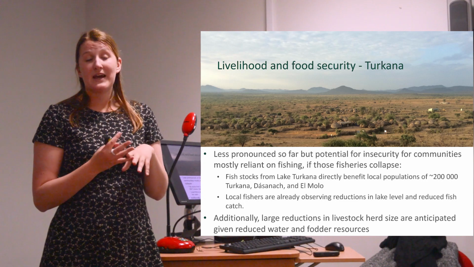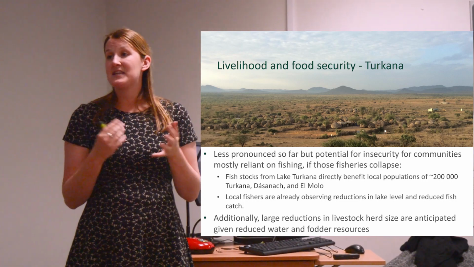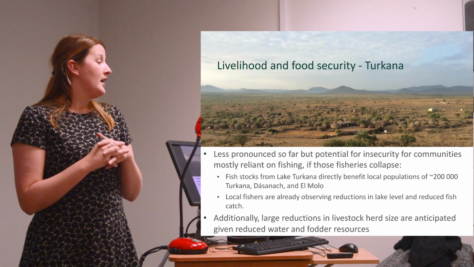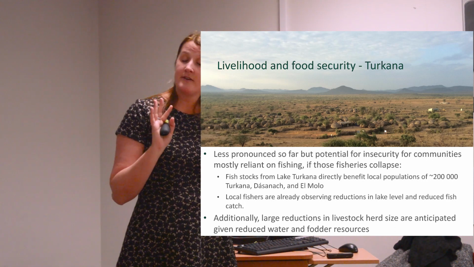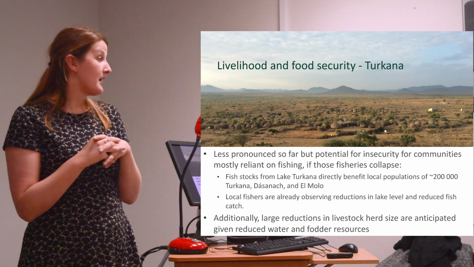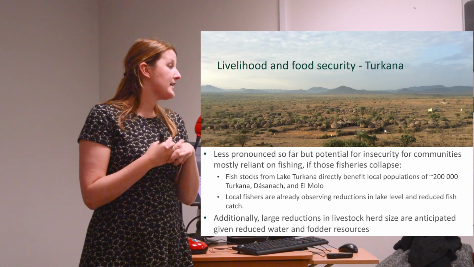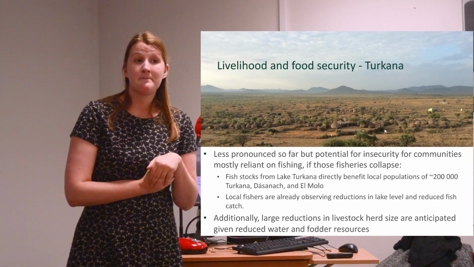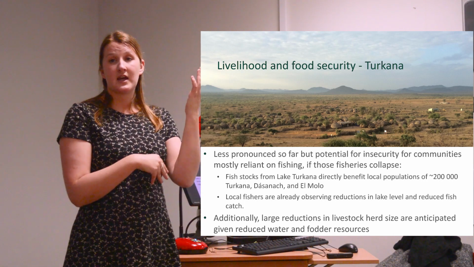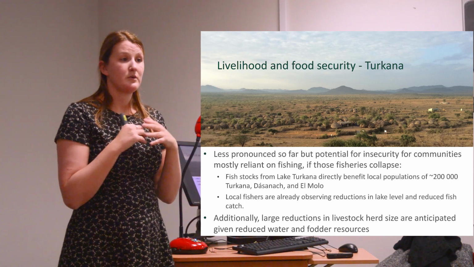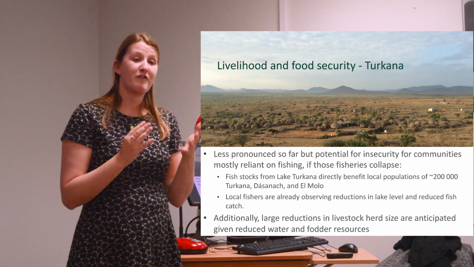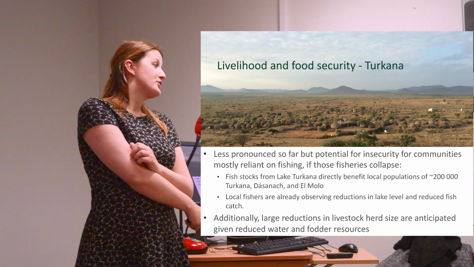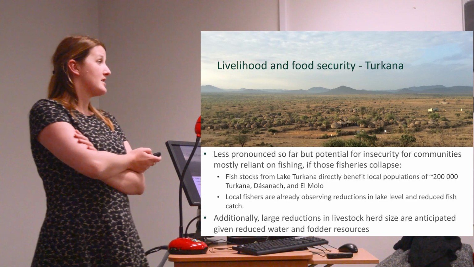In Turkana, our paper showed we haven't really seen any impacts yet, but there potentially are going to be some if the fisheries collapse. It's not the whole population in Turkana, it's about 200,000 of the 800,000 dependent on the lake. But generally the wider population is mostly dependent on pastoralism, and there is a risk that if you've changed the hydrological cycle and recharge in the wider basin, you won't see the same fodder availability. So there could be potential reductions in herd size necessary as well.